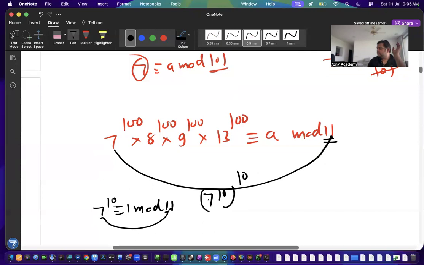It gives me 1 raised to 10, which is 1 only. This is also co-prime with this, and the same 10 will give 1. So everything will give 1. So the answer is going to be 1. Understand? Though it looks so heavy, you can do it that way.